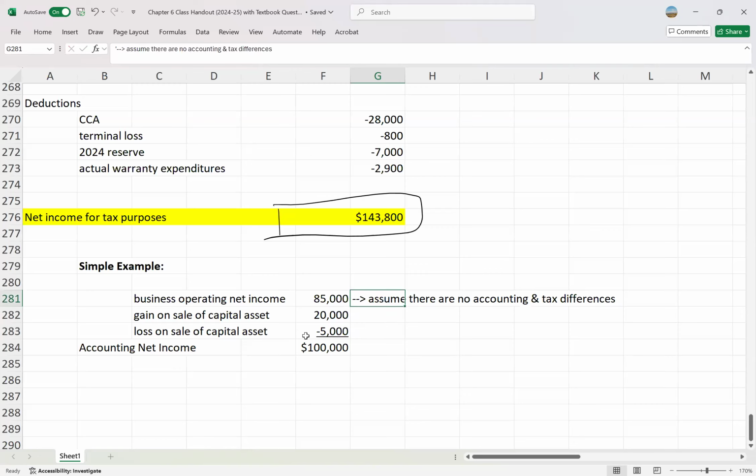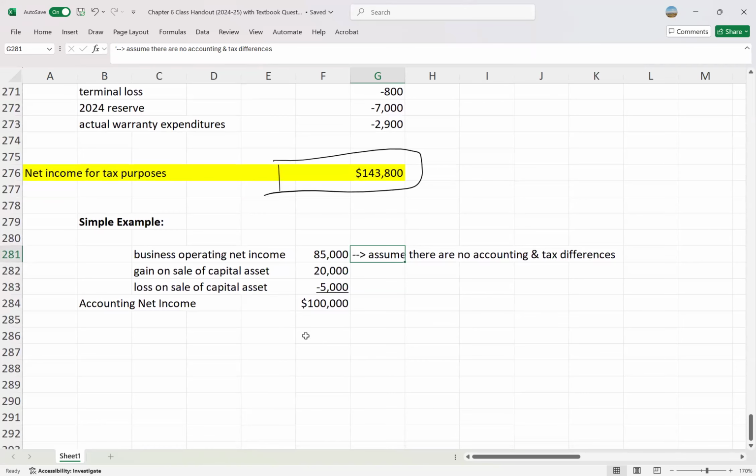So let's just say that the accounting amortization that they deducted happened to be the same as the total CCA that was allowed to be deducted. So for simplicity's sake, let's assume that there were no differences in the 85,000 for accounting and tax. So the 85,000 is fully acceptable for tax purposes as well. So we don't have to make any adjustments with respect to the 85,000, but we need to think about the accounting gain and accounting loss.